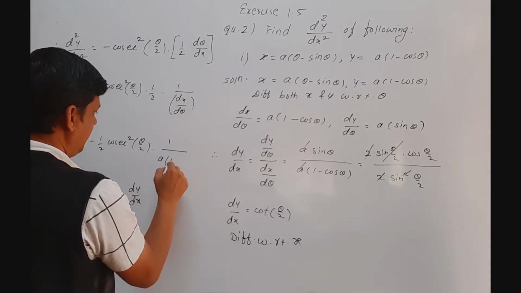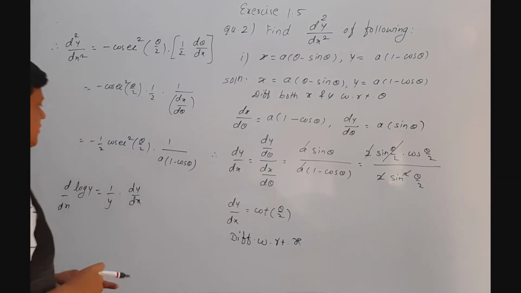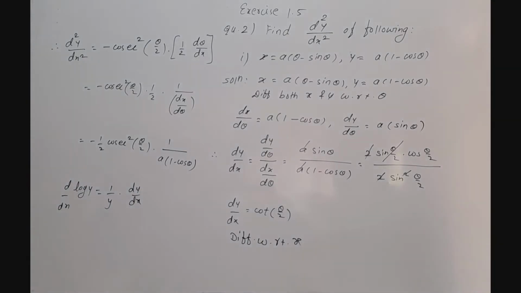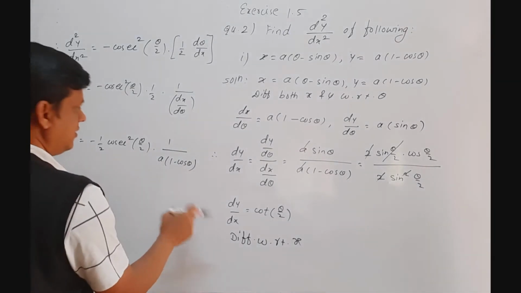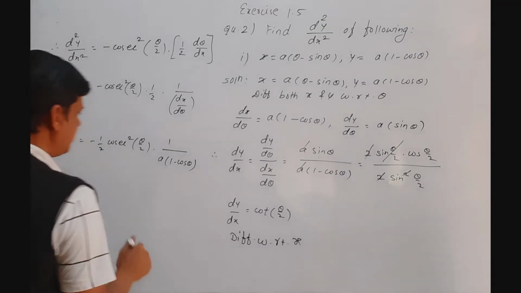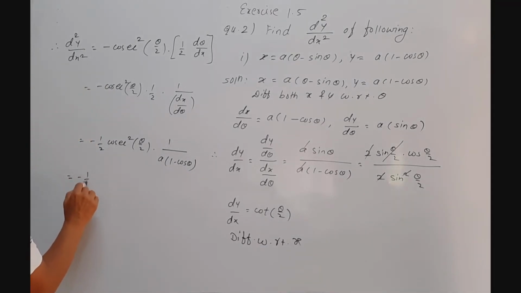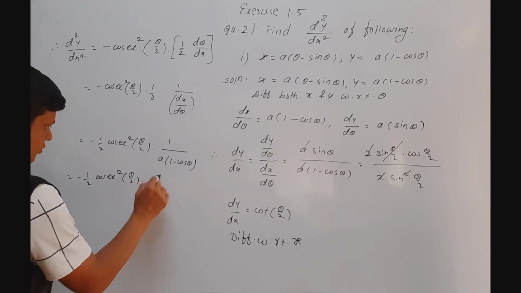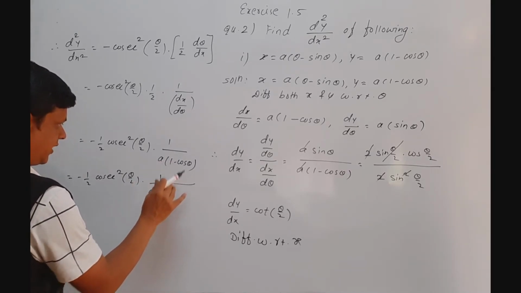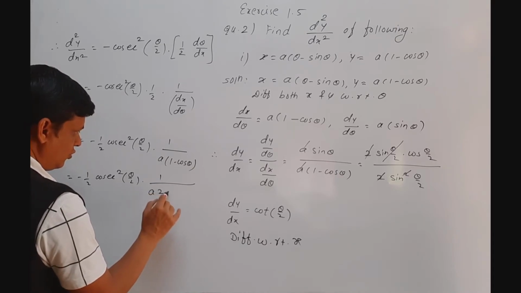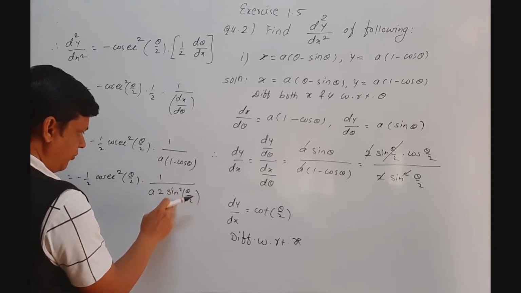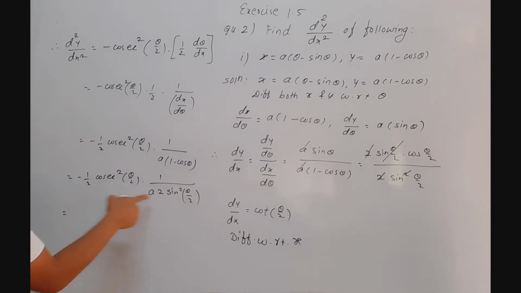a in bracket 1 minus cos theta. So if you simplify this, right here we write 1 minus cos theta as 2 sin square theta by 2. So write minus 1 by 2 cosec square theta by 2 into 1 upon this a as it is. We write 1 minus cos theta as 2 sin square theta by 2. And we know that 1 upon sin is cosec. So we write this 2 into 2 as 4. So 1 upon 4a as it is.